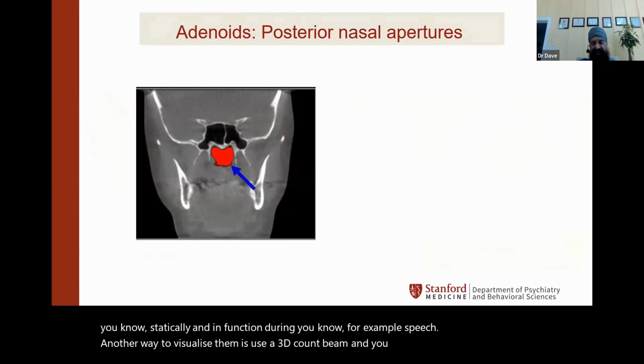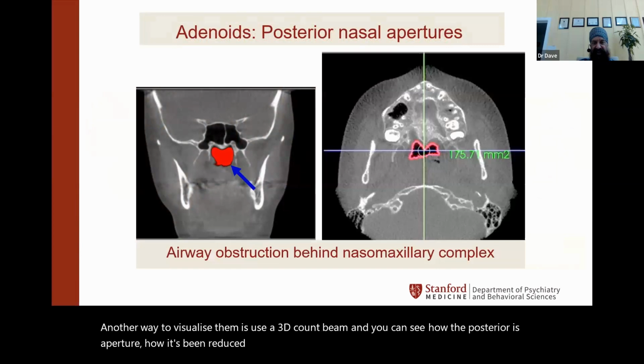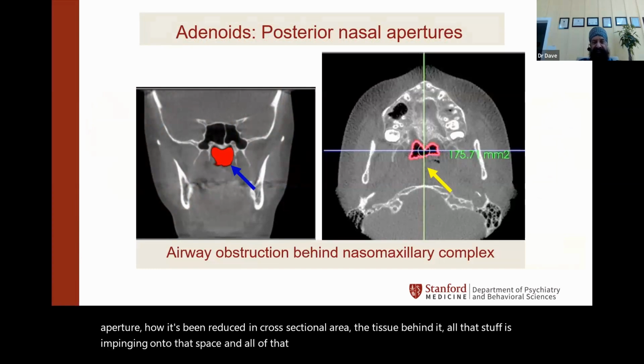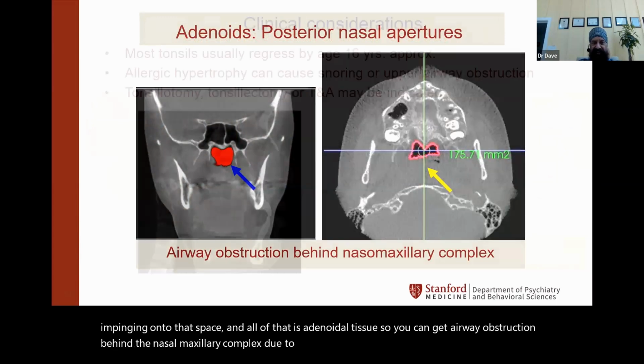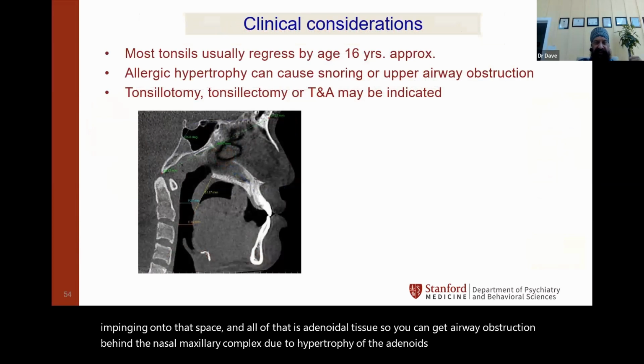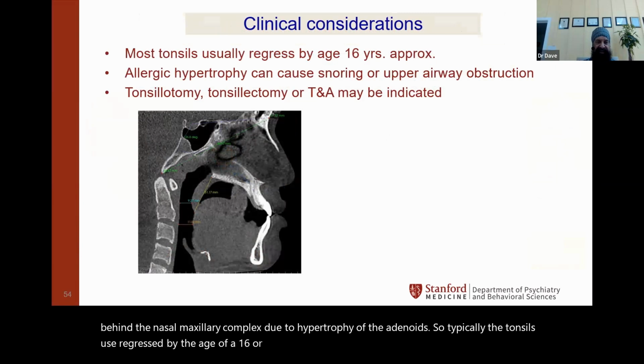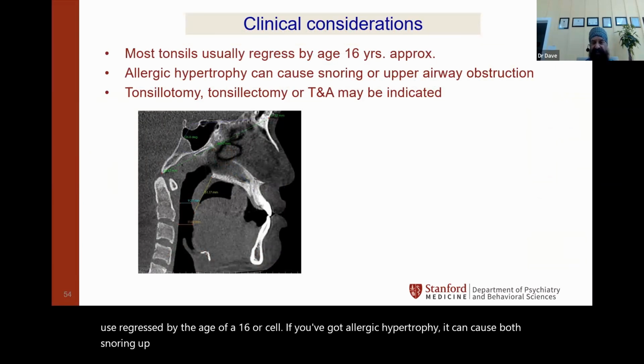And you can see here the posterior nasal aperture, how it's been reduced in cross-sectional area. The tissue behind it, all that stuff is impinging onto that space, and all of that is adenoidal tissue. So you can get airway obstruction behind the nasal maxillary complex due to hypertrophy of the adenoids. So typically, the tonsils usually regress by the age of about 16 or so. If you've got allergic hypertrophy, it can cause both snoring, upper obstruction, and it can cause sleep apnea.